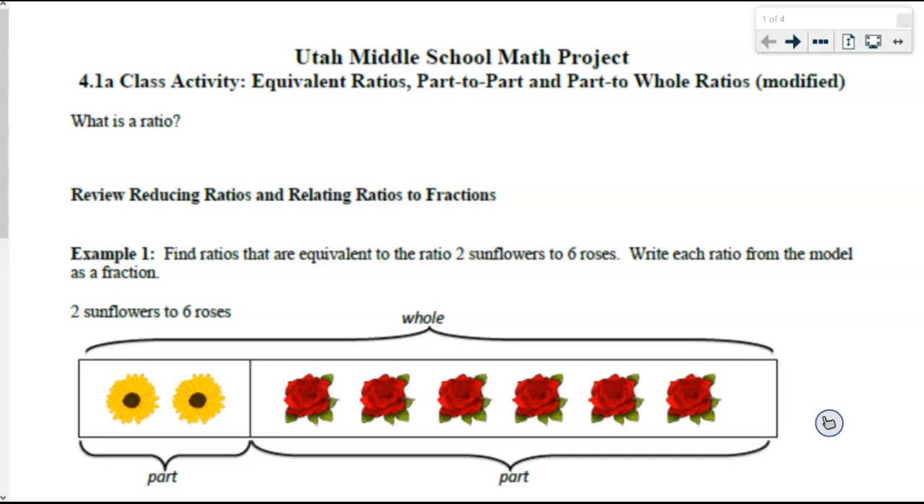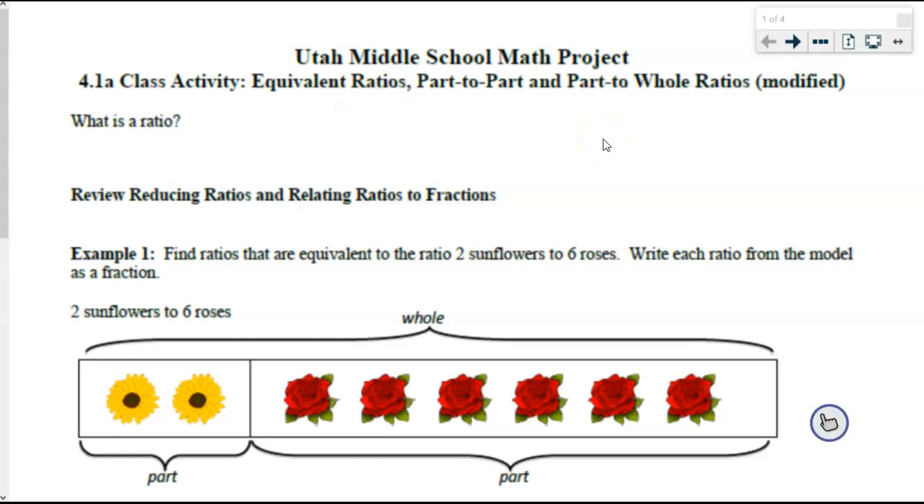I have modified this quite a bit, so our focus on this is going to be on equivalent ratios, part-to-part, and part-to-whole ratios. This is part of our new unit, which I'm not going to tell you the name of just yet. We will discover what the name of our new unit is by the end of the lesson. To get started though, we're going to tie in this new unit into something that is old, something that is familiar, something that is pretty comfortable.